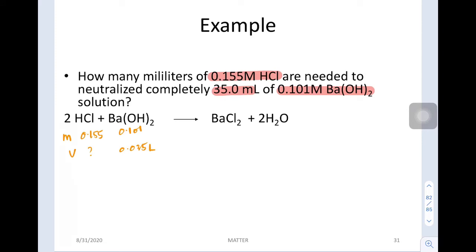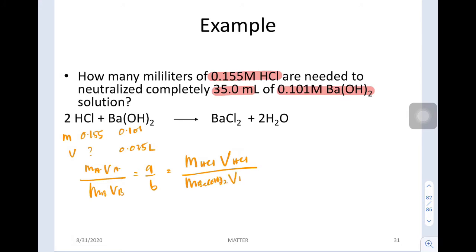So we know that this is a reaction. This is not the dilution process. So we will use the equation MAVA over MBVB equal to A over B. This time I choose my A to be HCl, so that it will be MHCl VHCl over MBa(OH)2 VBa(OH)2 is equal to, their coefficient is 2 and 1.